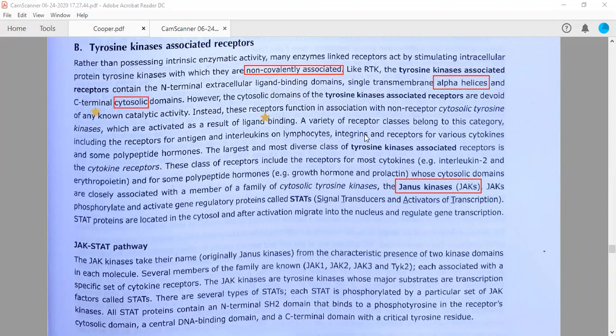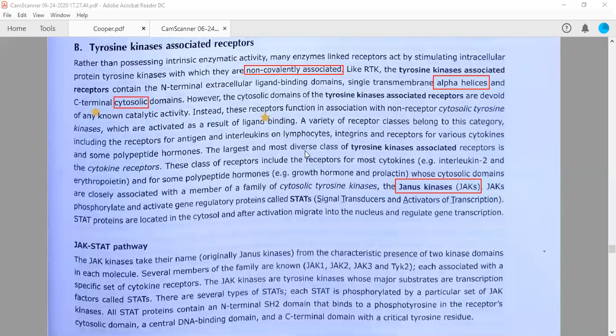Also the integrins, we will study in today's class. Your cells in the body interact with the extracellular matrix with the help of two families of integrins, alpha and beta integrins. I will show you how these integrins are present; it will come in the text somewhere. And there are receptors for various cytokines and some polypeptide growth hormones, for example. They will do the signaling via this JAK-STAT pathway, which we will discuss in today's class.